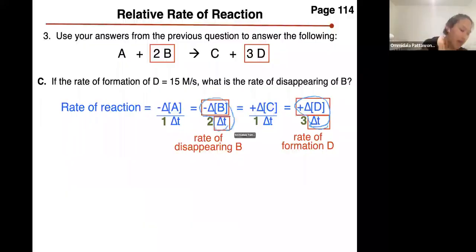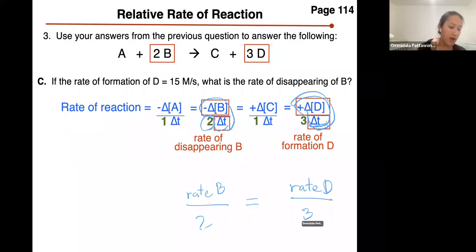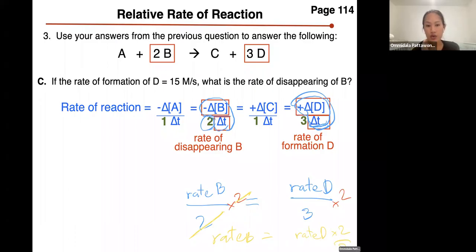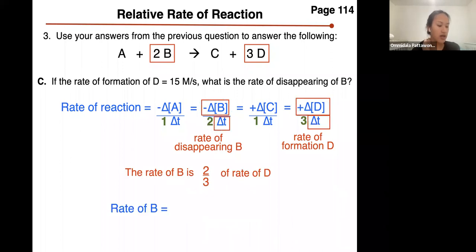So if I add this together, let's say this is the rate of B over 2, and it is equal to the rate of D over 3, because this whole thing is the rate of D. So if you want to know the rate of B, you are going to move the 2 to the other side. So the rate of B would equal the rate of D times 2 over 3. If you plug in the value, you are going to get the rate of B equal to 10 molar per second.